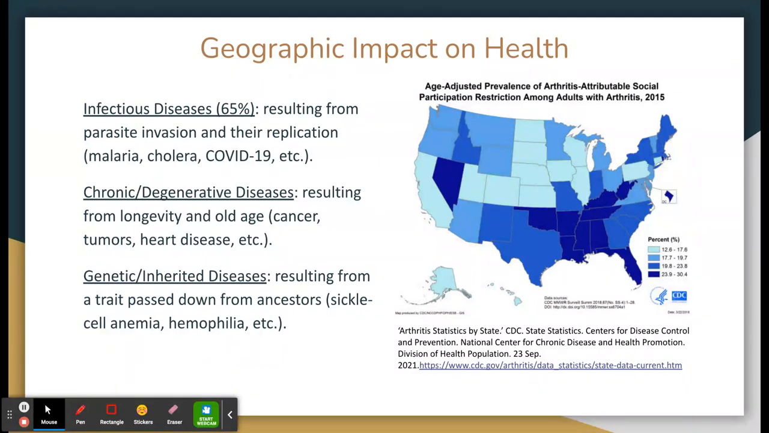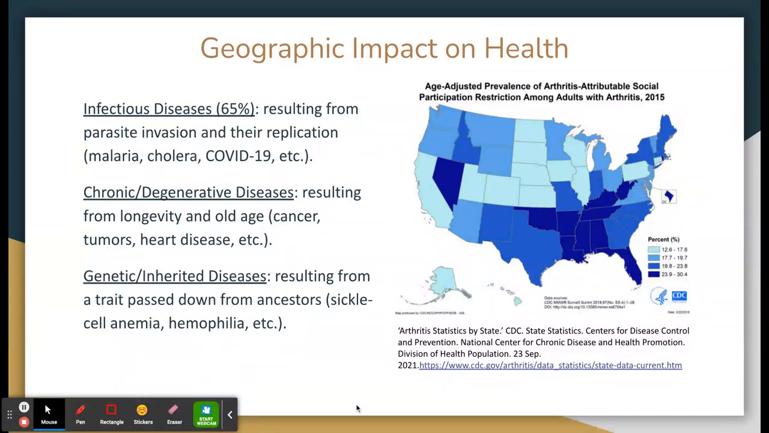Chronic and degenerative diseases result from longevity and old age, such as cancer, tumors, or heart disease. Genetic inherited diseases result from a trait that has been passed down from your parents or ancestors, such as sickle cell anemia or hemophilia.